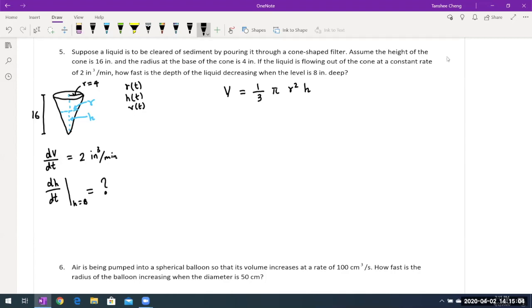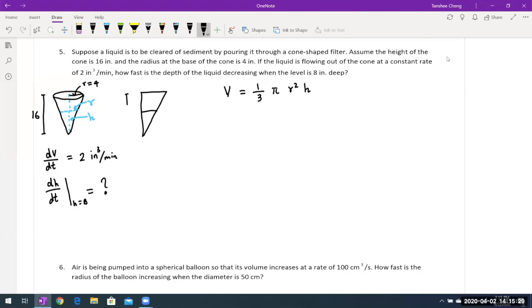So now I want to rewrite, on the right hand side, this r in terms of h. So to do that, this is what we need to look at. We can look at this portion of the picture that I drew as a similar triangle idea that we learned before.